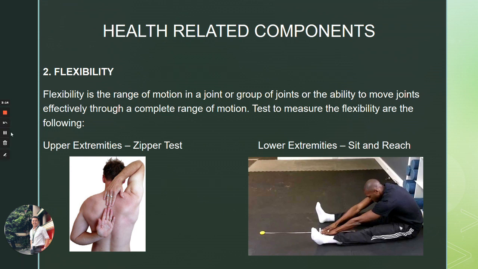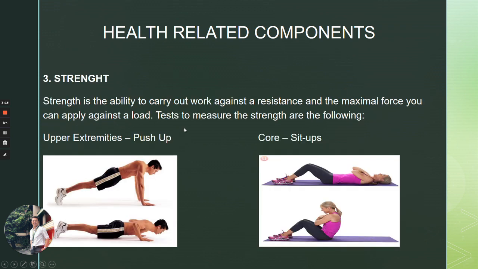Okay, so number 3, we have the strength. Strength is the ability to carry out against a resistance and the maximal force you can apply against a load. The test to measure our strength, number 1, for upper extremities, we have the push-ups. So sa push-up natin, we have to be very careful with this one. Hindi siya yung masyadong too wide, hindi rin siya masyadong too close yung kamay natin.